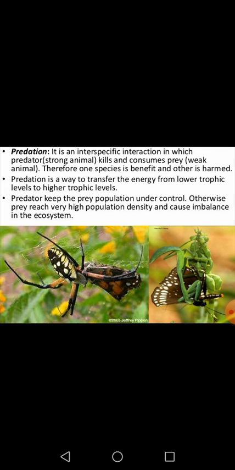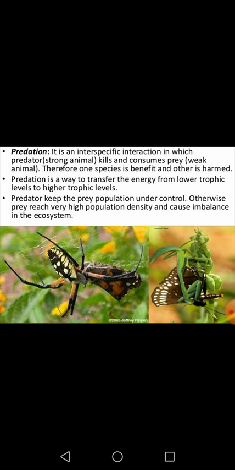As we know, predation means capturing of a prey by a predator. So we can say it's an interspecific interaction, which occurs between two different populations of two different species, in which a predator, a strong animal, kills or consumes a weak animal which is referred to as prey. So it's a prey and predator relationship. The predator is benefited because it gets its food from the prey, while the prey is killed. So that's why we can say it is harmed.